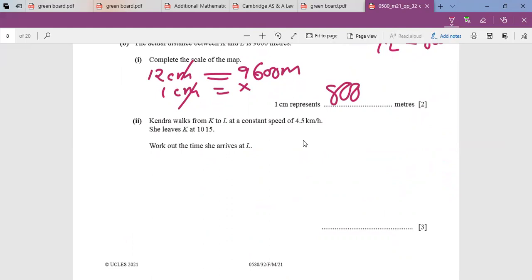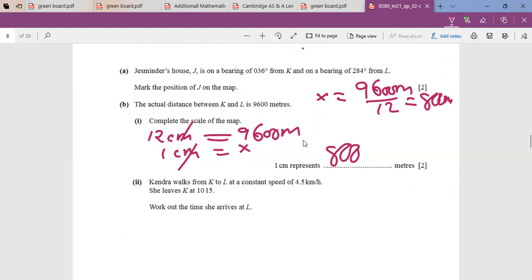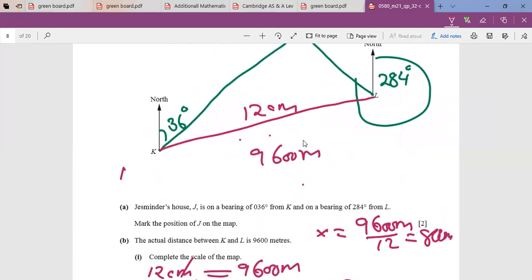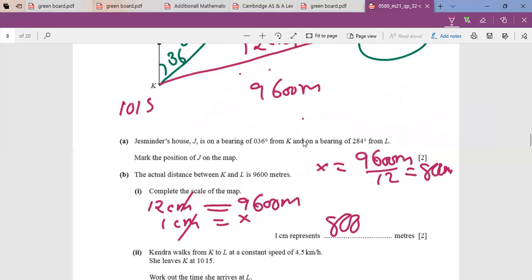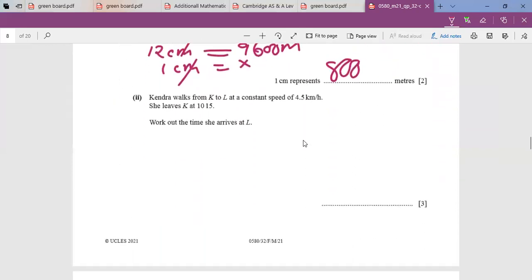She leaves K at 10:15. So she leaves this point at 10:15 hours. All right? Work out the time she arrives at L.